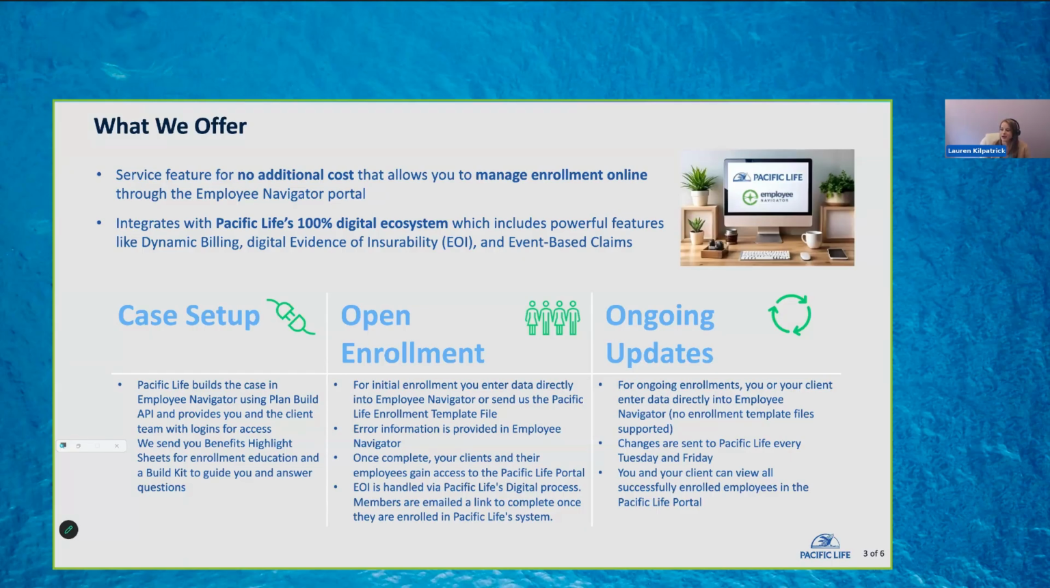After that group is set up and ready to go, of course, it's time for everyone's favorite open enrollment. So for initial enrollment, you're going to have two choices for how you can manage the group. You can enter the member and enrollment directly into the Navigator portal, which Riley will walk us through here in a few minutes. Or if you have a larger group, you can decide to fill out the Pacific Life enrollment template file, which is kind of a census format, and we would then upload that into Navigator for you to load those members and their initial enrollments.